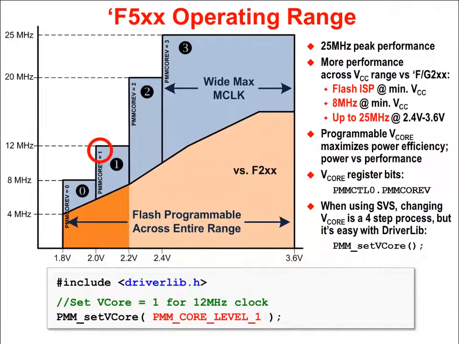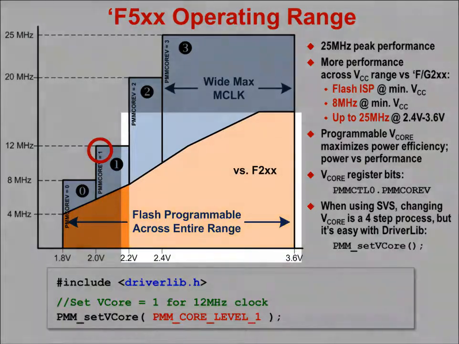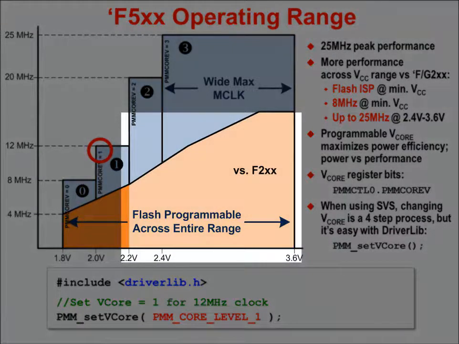On the F5XX devices, you can program the flash at any of the voltage levels. This is not the case for all of the MSP430 devices, such as the F2XX devices or the G2553, which is one of the devices we've been looking at. Those, you have to be over a certain voltage in order to use the flash in-circuit programming.